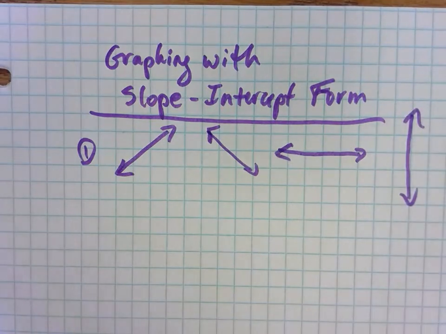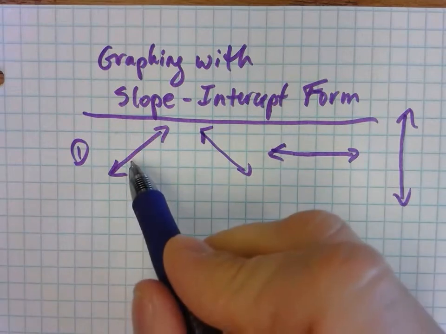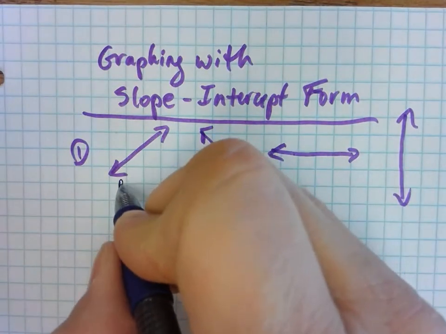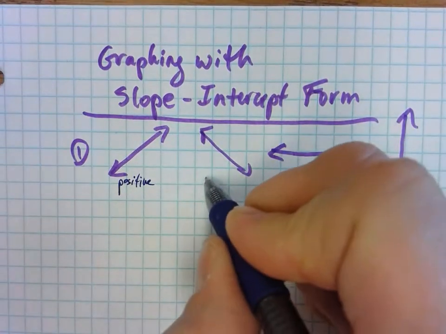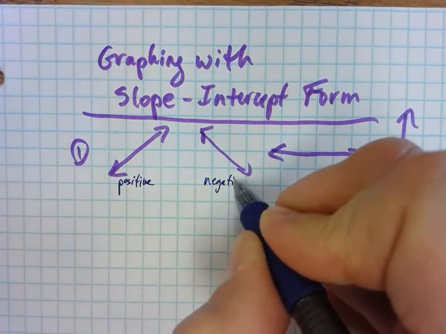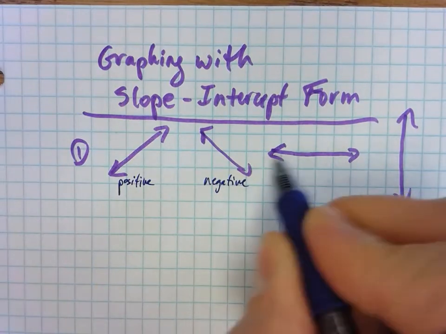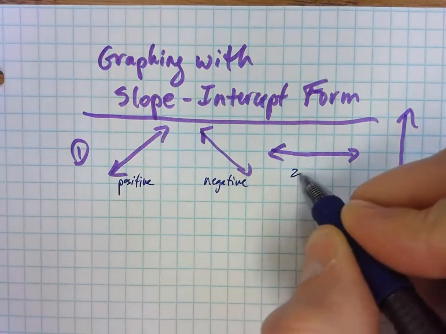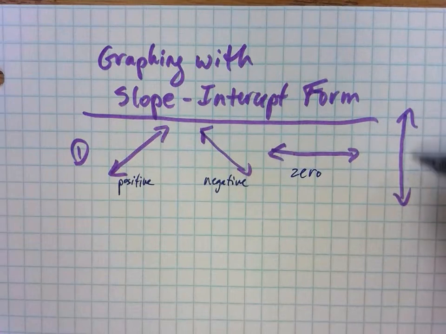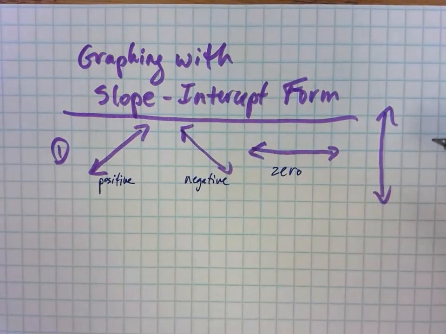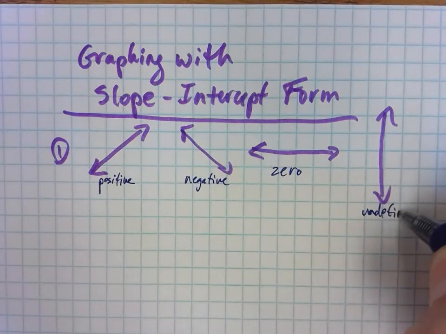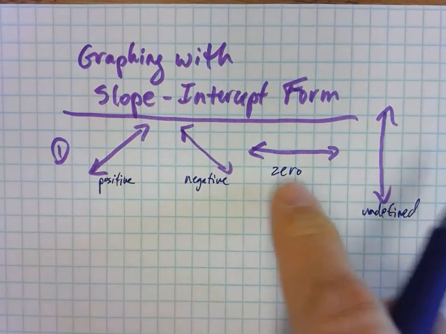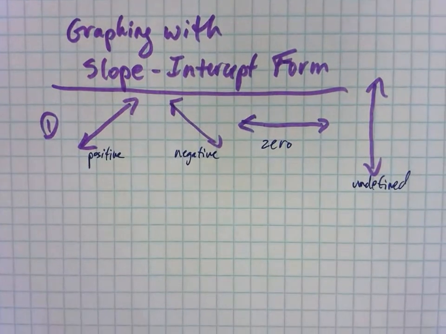So real fast, let's just review what type of slope each one of these lines would have if you described it. What type is this? Hopefully you say positive. What type is this? Hopefully you say negative. What type is this? Hopefully you say 0. And of course the vertical line would have what type of slope? Hopefully you say undefined. Alright, so we got positive, negative, 0, undefined slope. Those are the ways you would describe them.